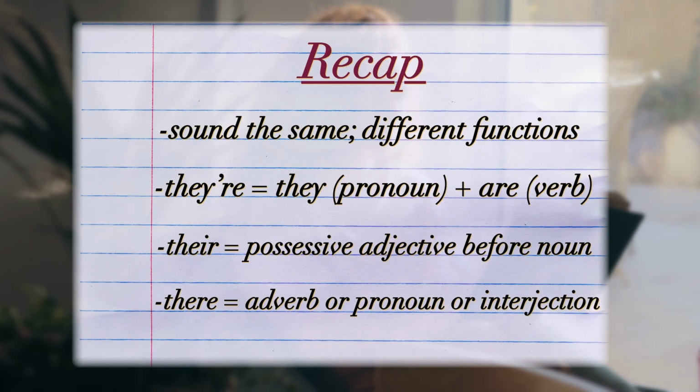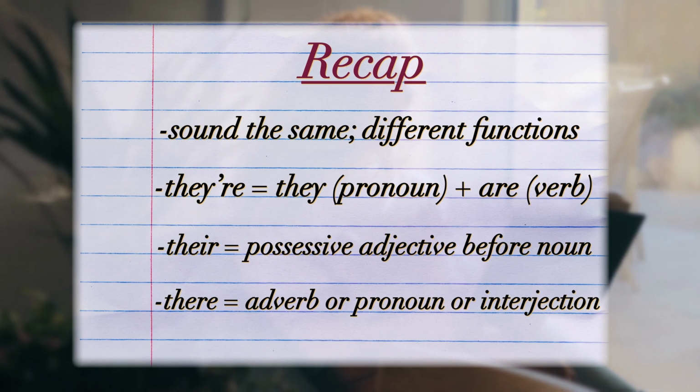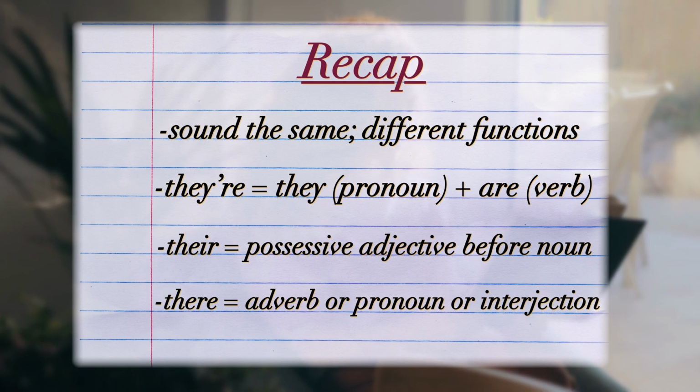they're, their, and there sound exactly the same, but have different meanings. They're, spelled T-H-E-Y apostrophe R-E, is the shortened, aka contracted version of two words, they and are. They is a pronoun and are is a verb. Combine the two and voila, two become one.